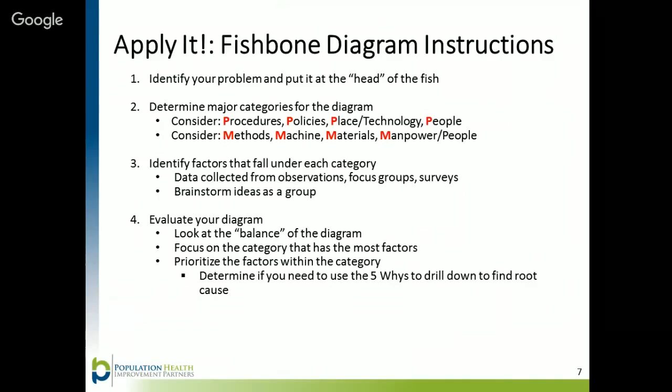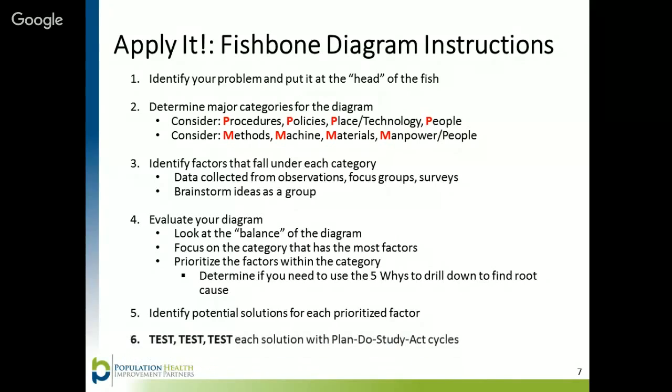Review the causes and prioritize the causes that are the vital few that contribute most to the problem. Then, identify potential solutions for these vital few causes. Your team may need to use the 5 whys method to drill down to the root cause of each of the subcauses in the fishbone diagram. Once you have a list of solutions, the last step is to test each one using Plan, Do, Study, Act cycles. There is a separate module available on the Plan, Do, Study, Act cycles.